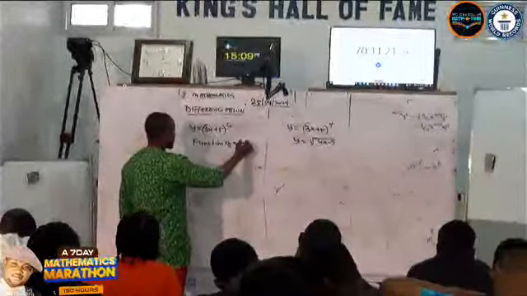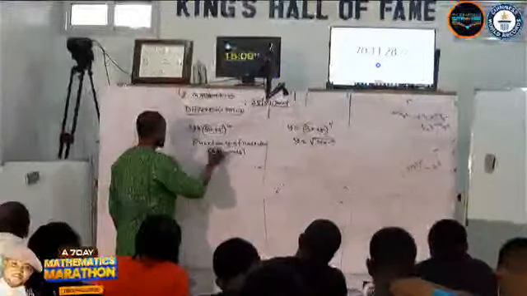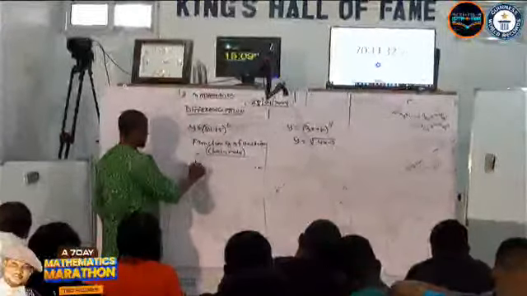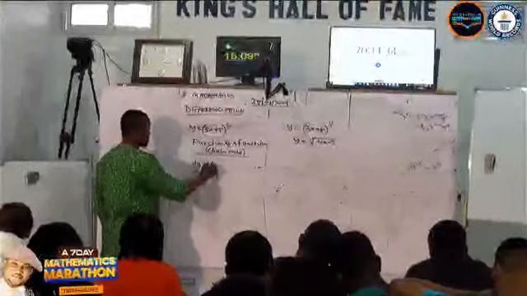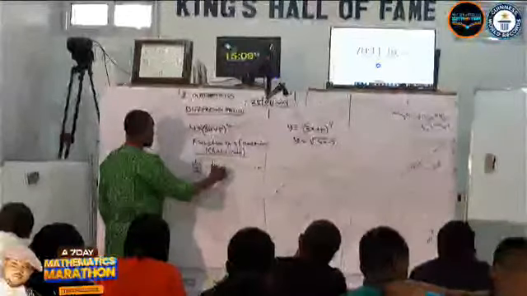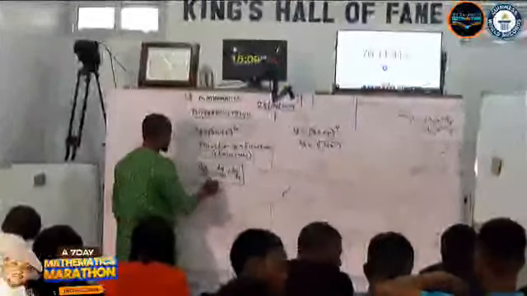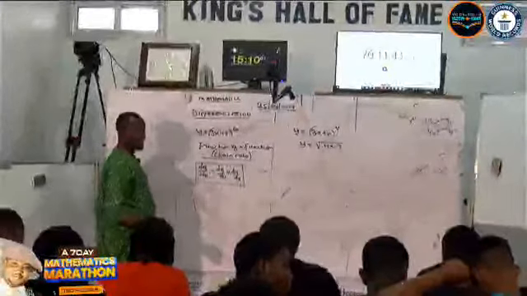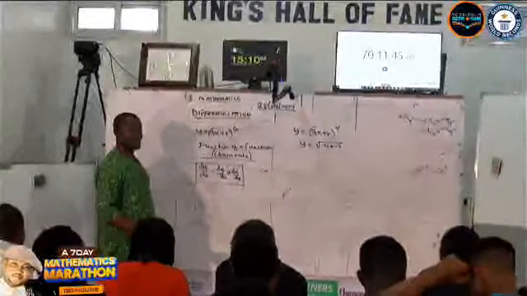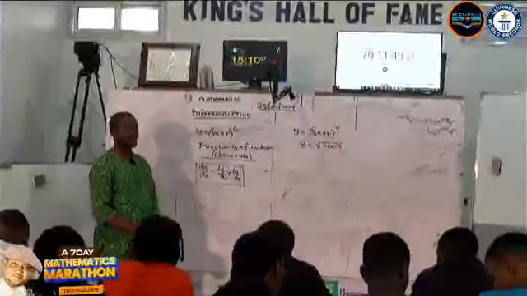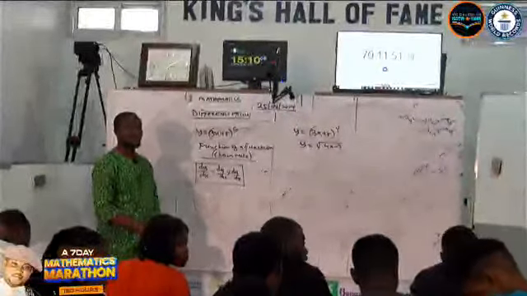Which is called the chain rule. The formula says that dy/dx equals dy/du times du/dx. Are you getting me? So how do we do that?